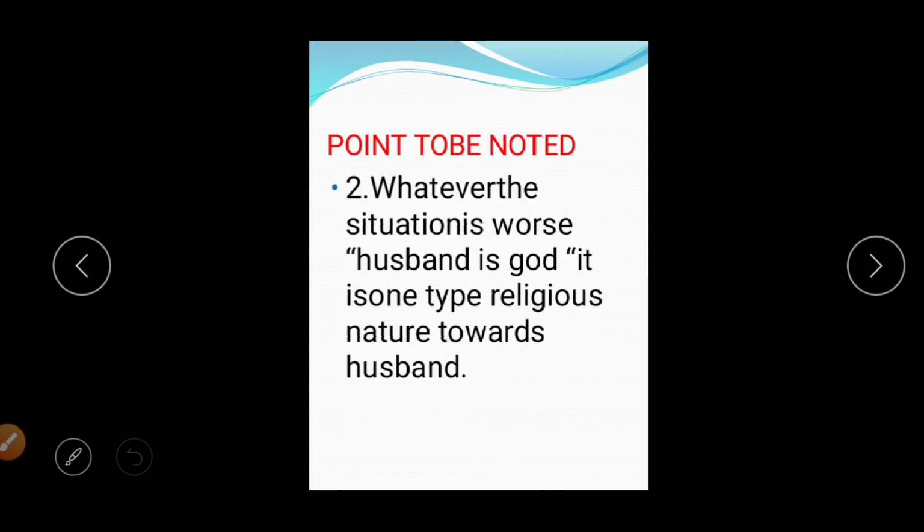The second point is whatever the situation, worse, husband is God, a type of religious nature towards the husband. Here, he tortured her in so many ways. She pent up the grief, whatever may be. Finally, pulsatilla shows the religious nature towards her family, towards her husband only. In pulsatilla's mind, husband is God. So we may find pulsatilla under the religious rubric, religiousness.